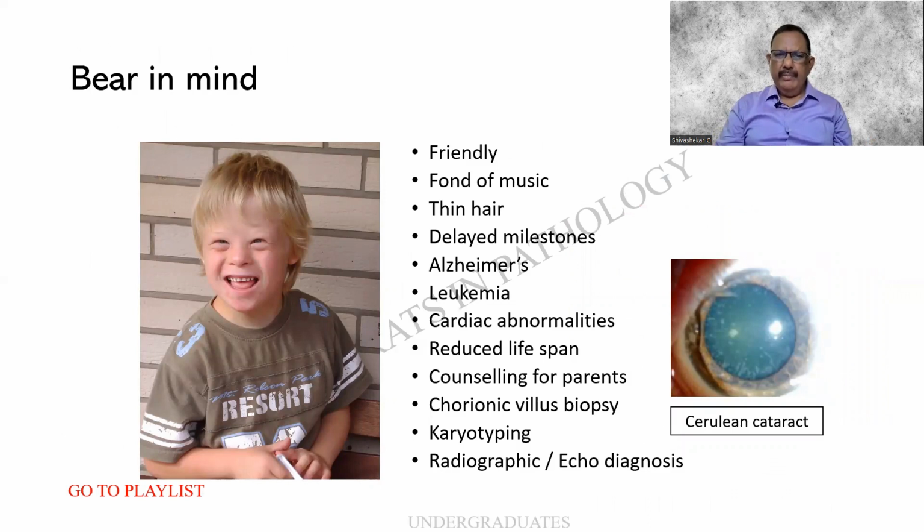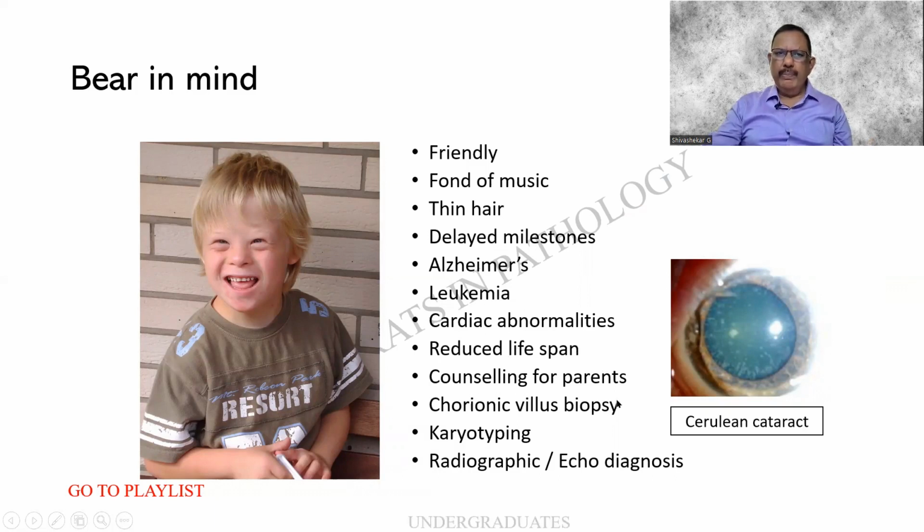Please bear in mind, the child is friendly. I can very well appreciate the first picture and this. Fond of music, a strange behavior. Has got thin hair. There are delayed milestones. Alzheimer's can set in, so also leukemia. There can be cardiac problems. All these can shorten the lifespan. Even otherwise, you find that there is a reduction in the lifespan.